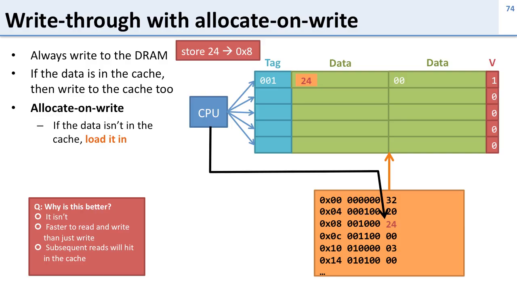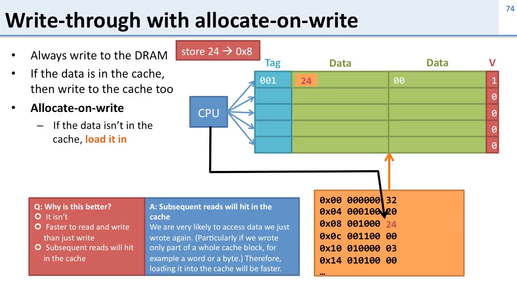So why would we want to do allocate on write? Why is it better to move the data into the cache if we write to it? Well, the reason is because subsequent reads will hit in the cache. So this is temporal locality again. If we just access some data, we're very likely to access other data. So if we've written to a piece of memory, we're very likely to read memory near it. So it makes sense to load that data into the cache.